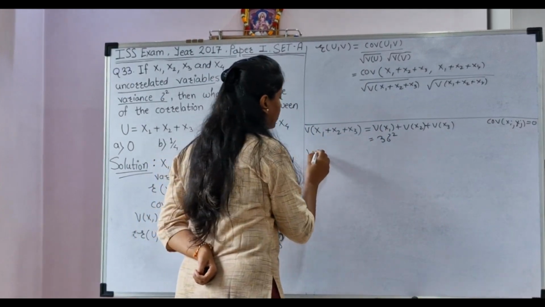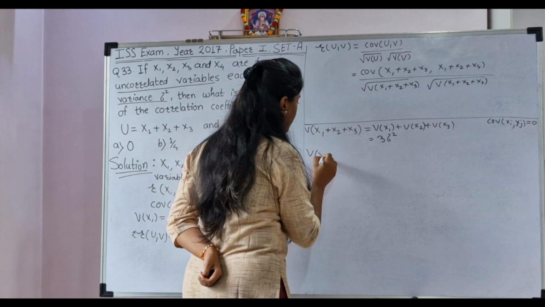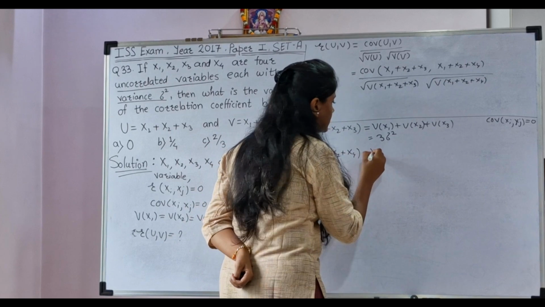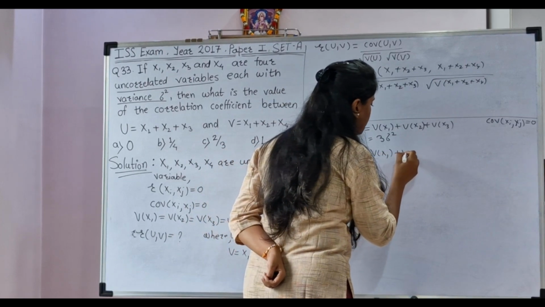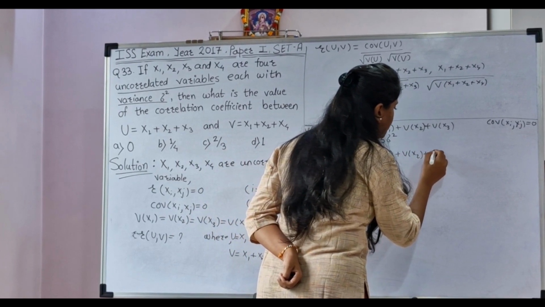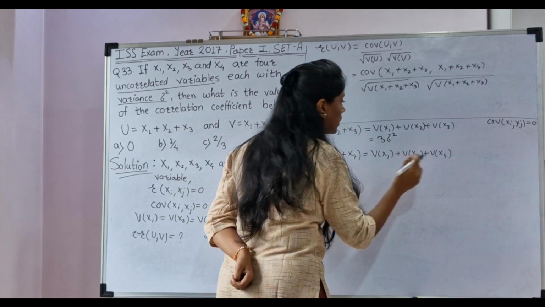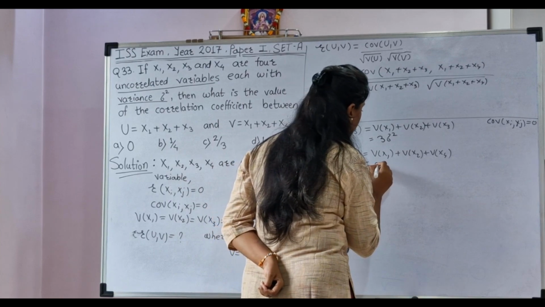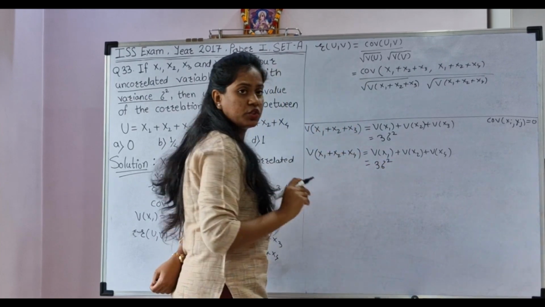Similarly, we will calculate variance of v, that is variance of x1 plus x2 plus x4. This equals variance of x1 plus variance of x2 plus variance of x4. And of course, covariance terms are 0. So here also we will get 3 sigma square.